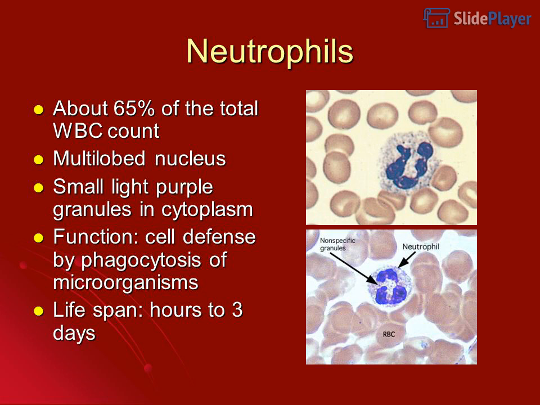Neutrophils: about 65% of the total WBC count. Multilobed nucleus. Small light purple granules in the cytoplasm. Function, cell defense by phagocytosis of microorganisms. Lifespan, hours to 3 days.